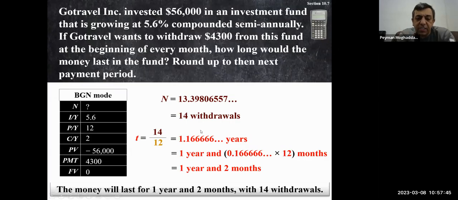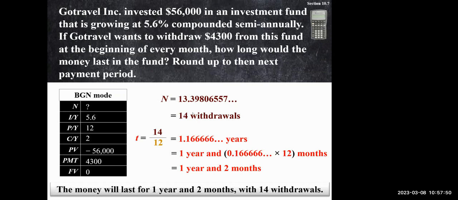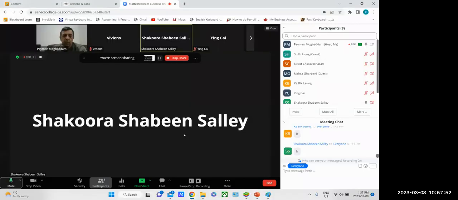All right, any questions, guys? Yes, sir. In this, it shows the PV as negative and not the payment. Is it okay if the PV is negative and the payment is positive?